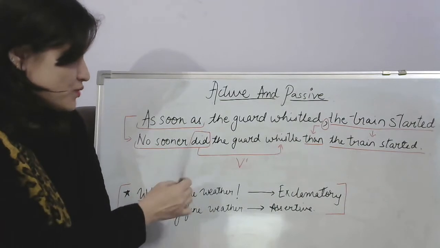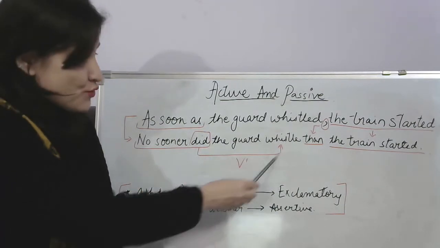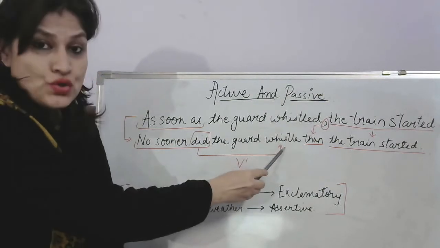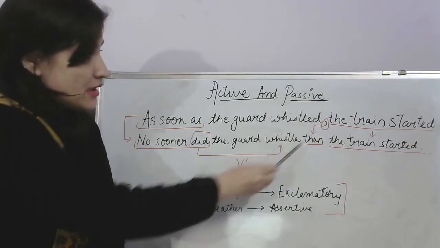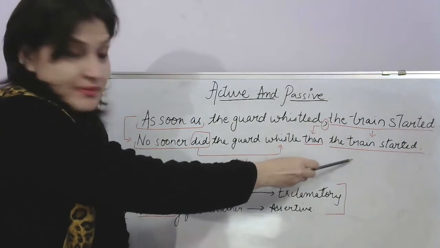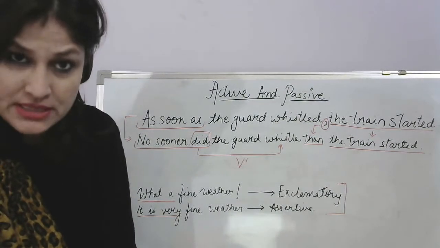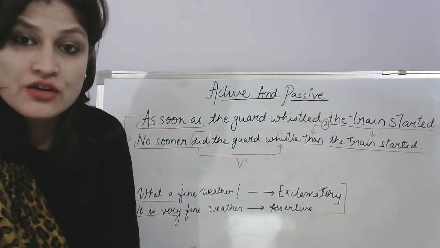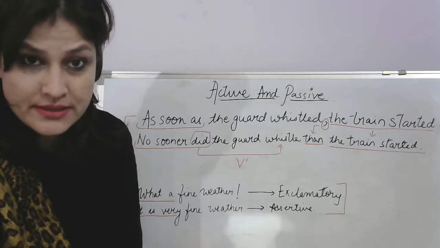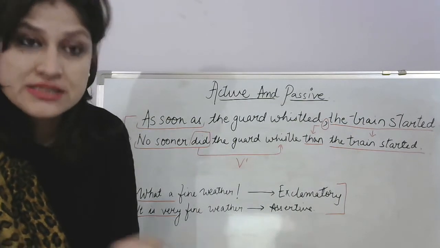And because we are using "did" here, we'll use the first form of the verb. So, "whistled" will change to "whistle." Comma will change to "then." And the part after the comma remains the same. So that's the basic rule to remember. "As soon as the guard whistled, the train started" becomes "No sooner did the guard whistle, then the train started."